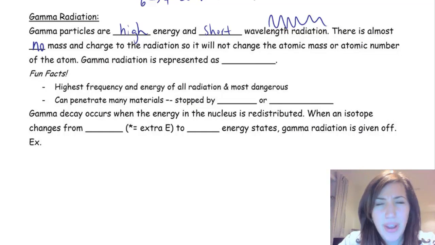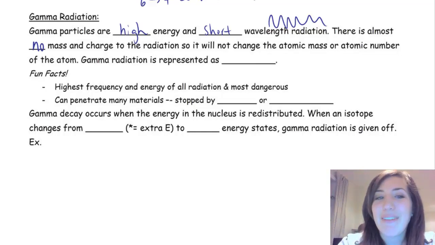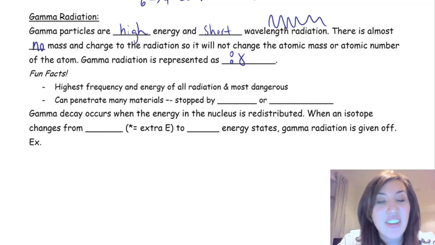So that's kind of weird, right? You're probably wondering, well, what does it even do? Well, I'll tell you in a second. Gamma radiation is represented by 0 0 gamma. It is the highest frequency and highest energy of all radiation, and it's the most dangerous.